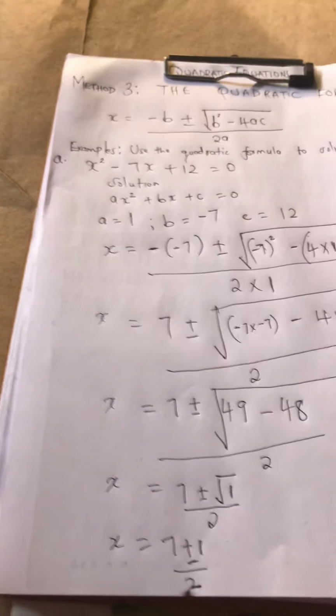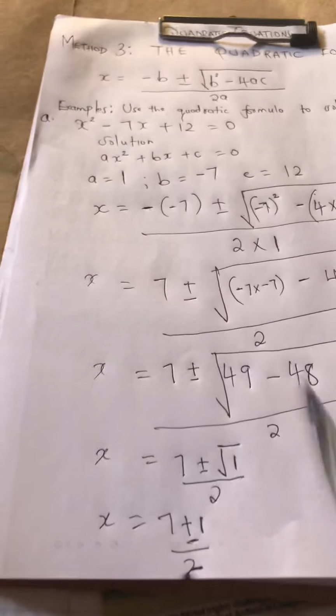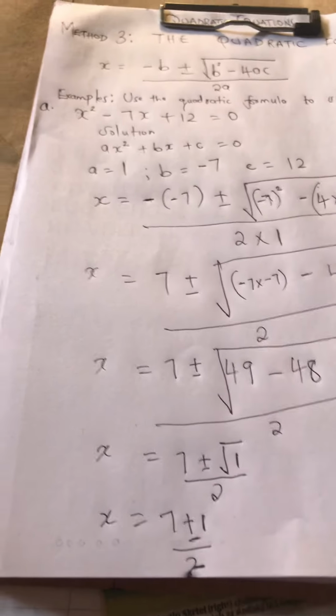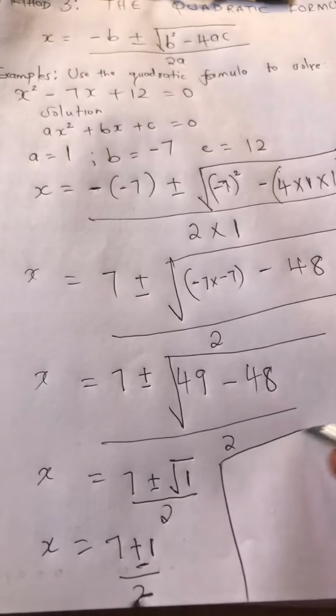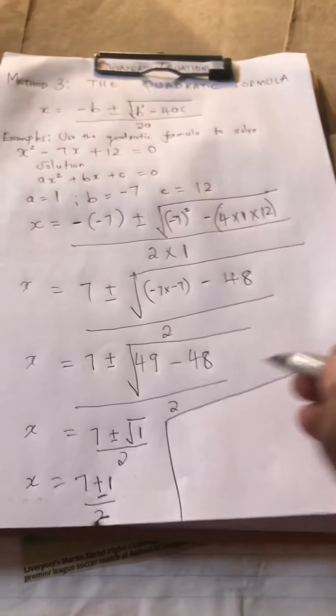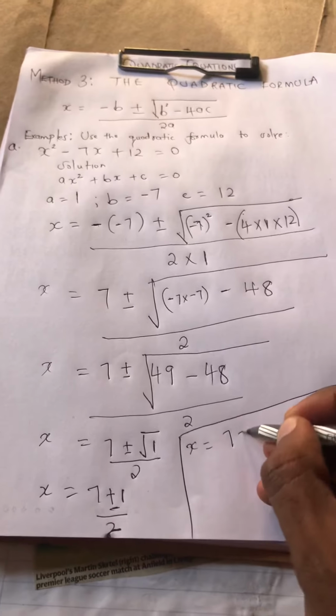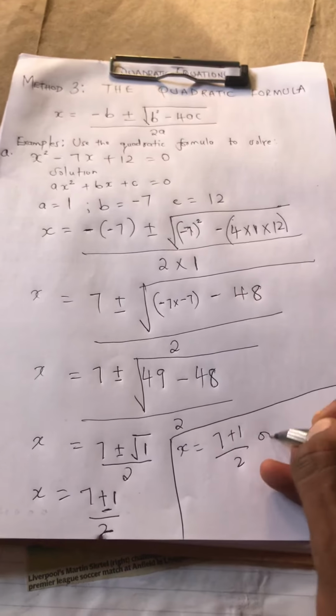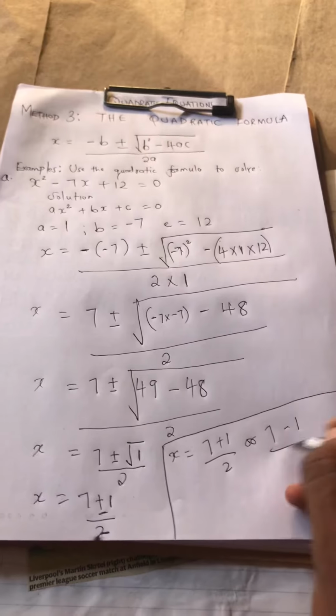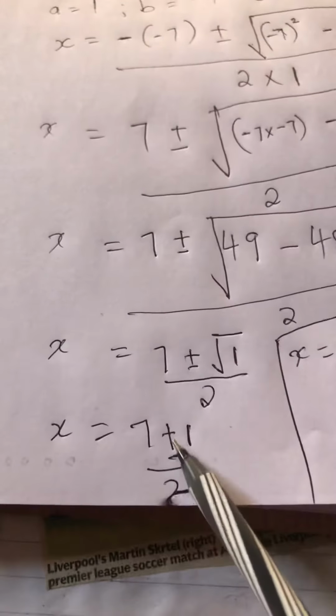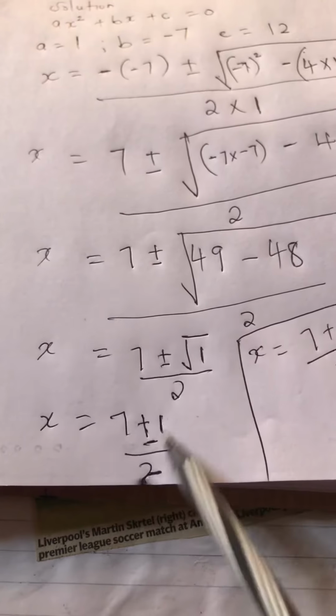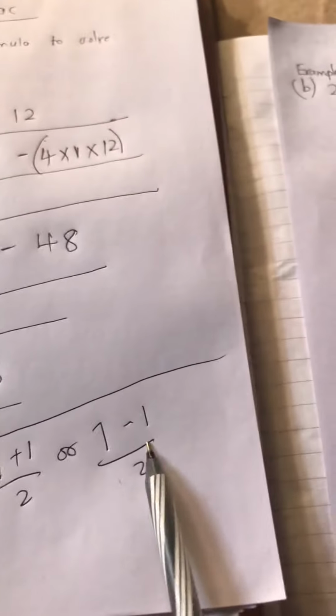Plus or minus 1 over 2, because the square root of 1 is 1. Space yangu kidogo, so let me do it over here. x will be equal to 7 plus 1 over 2, or 7 minus 1 over 2. Hii plus or minus inamaanisha unachukua kwanza 7 plus 1 over 2, or 7 minus 1 over 2.